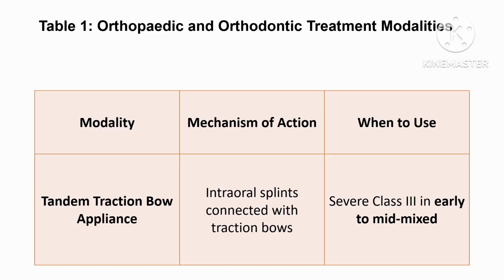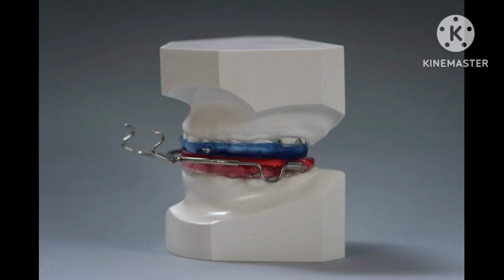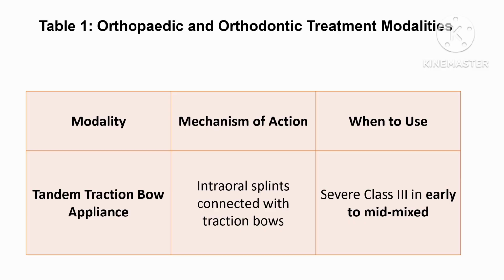Tandem traction bow appliance is a combination of intraoral splints connected with traction bows to deliver orthopedic forces. It is especially effective in managing severe skeletal class 3 in early to mid mixed dentition. All these appliances are most beneficial before skeletal maturity and should be selected based on the patient's age, growth status, and severity of skeletal discrepancy.